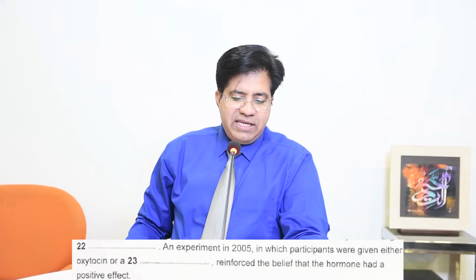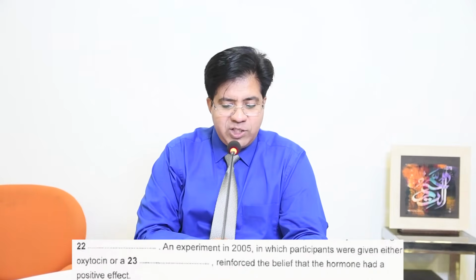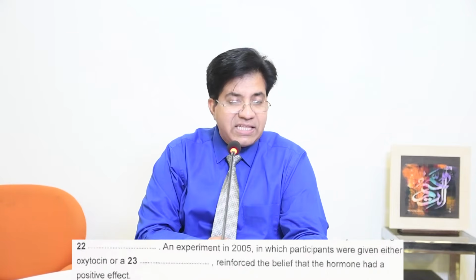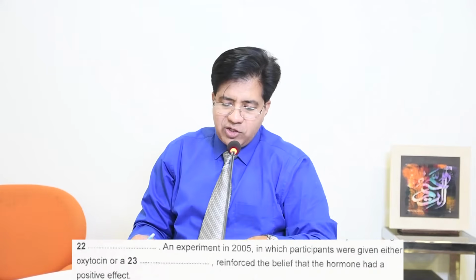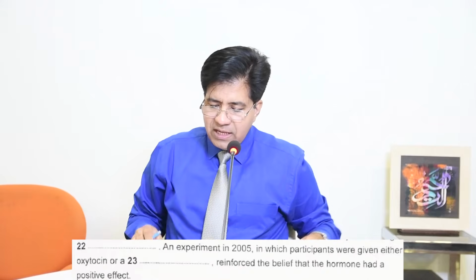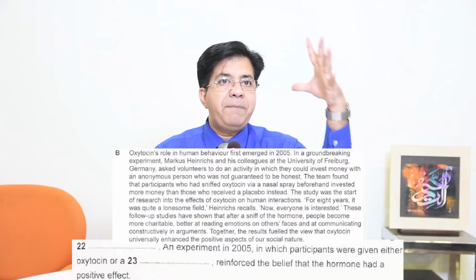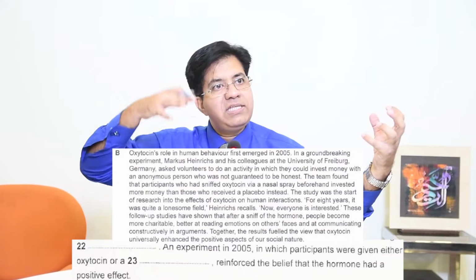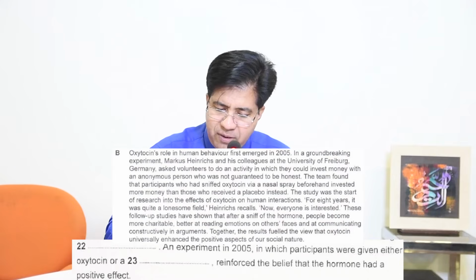An experiment in 2005. What's the clue word? 2005. An experiment in 2005 in which participants were given either oxytocin or dash. Now they were given two things in 2005. One was oxytocin and the other was dash. Let's go back. Second paragraph, first emerged in 2005. Now we have to see some participants were given oxytocin and some were given something else. That is our answer.